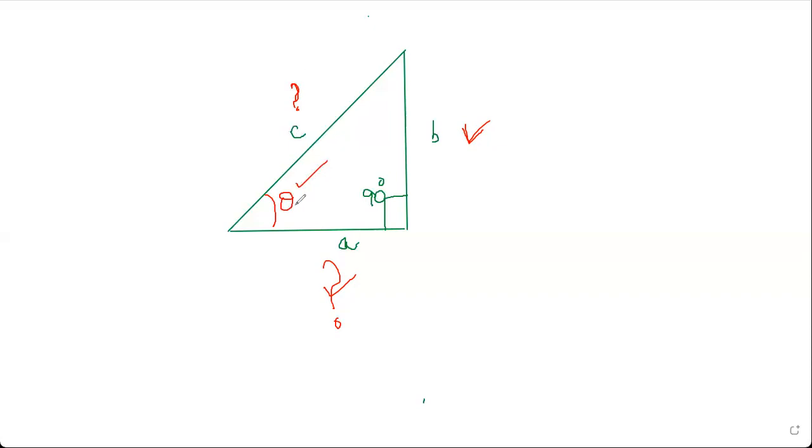Or sometimes the sides are given, but an angle is unknown. This angle is known, which is the 90-degree angle, but the other angle is unknown. If they're asking about this angle, then definitely we have to go for trigonometry. So we have different rules. Let me tell you about the triangle in detail, so that we can start the topic.